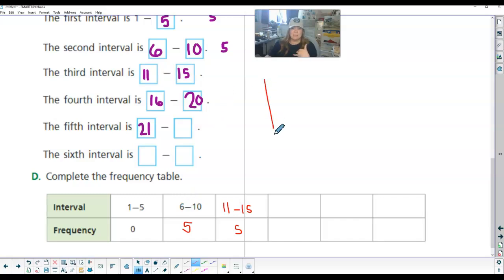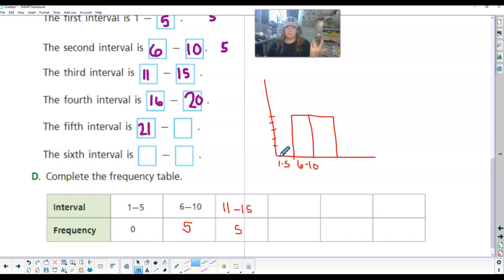And then if I was making a histogram from this, 1 through 5 has nothing. And then 6 through 10 had 5. 1, 2, 3, 4, 5. I'd go up and over for that one. Then 11 through 15 has the same thing. So instead of telling how many 1s and 2s and 3s, I'm putting them into groups to make it easier for me and for the viewer to look at.